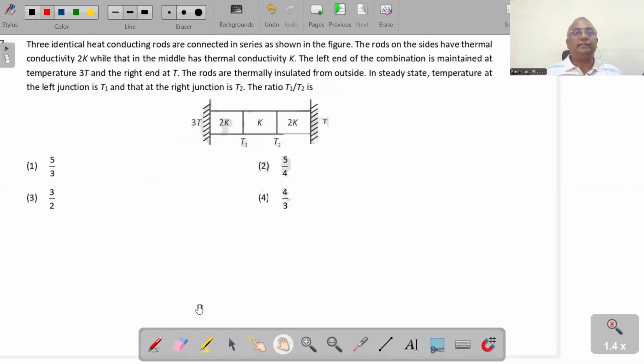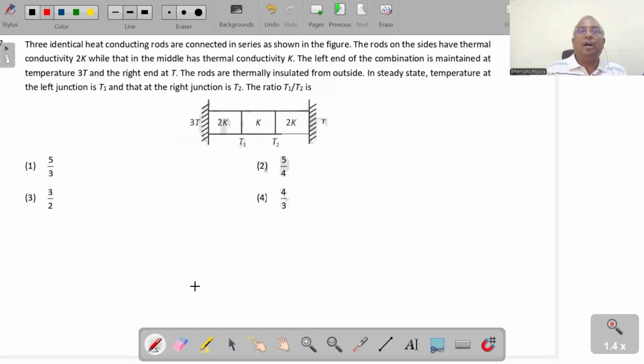3 identical heat conducting rods are connected in series as shown in the figure. The rods on the sides have thermal conductivity 2K, while that of the middle is K, and the left end is maintained at the temperature 3T, and the rods are thermally insulated from outside. In steady state, find the temperature of the left junction T1 and the right junction T2.